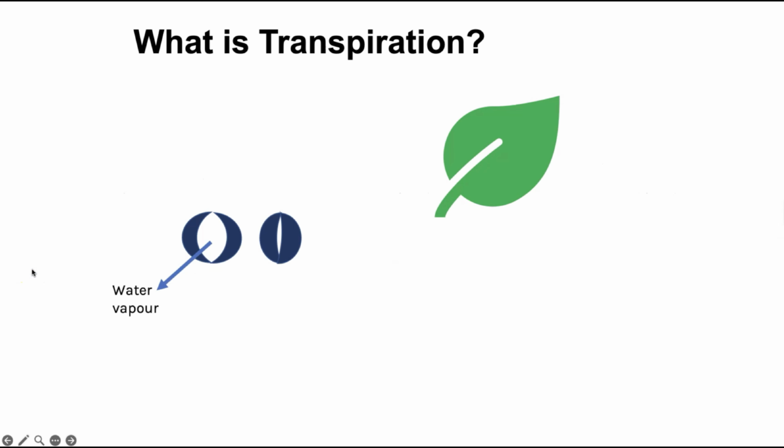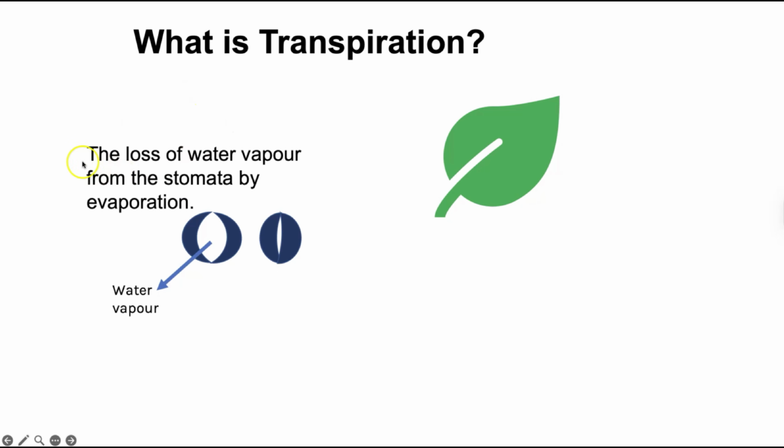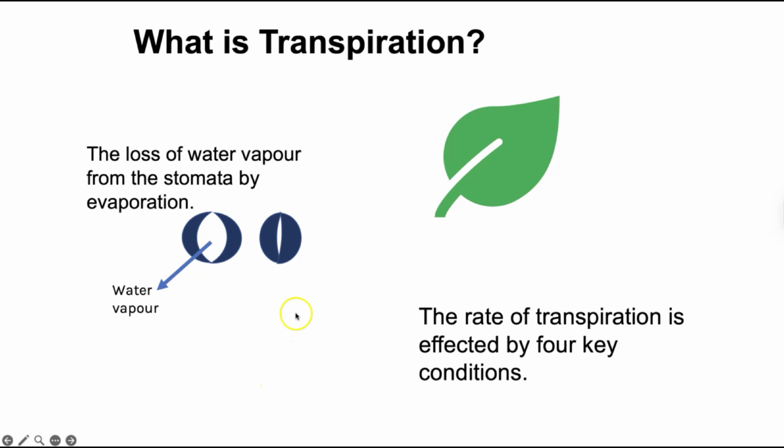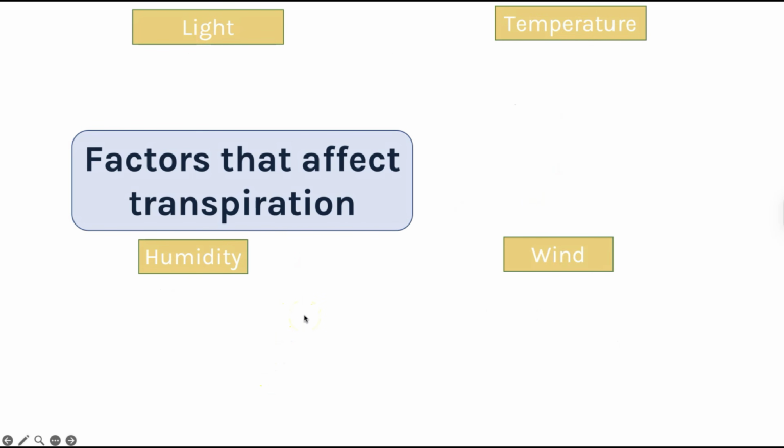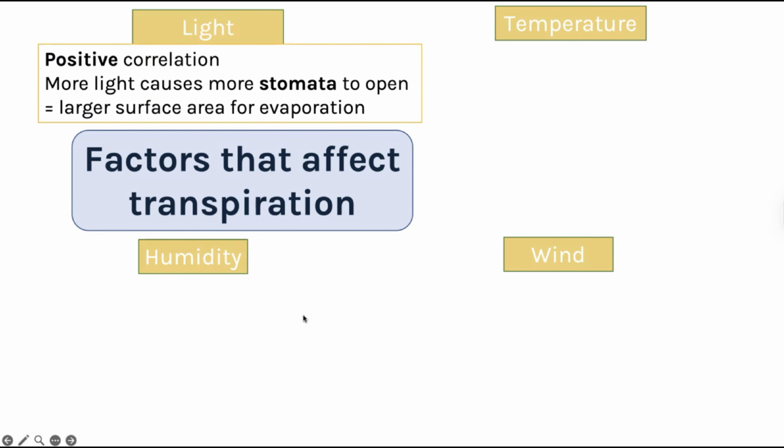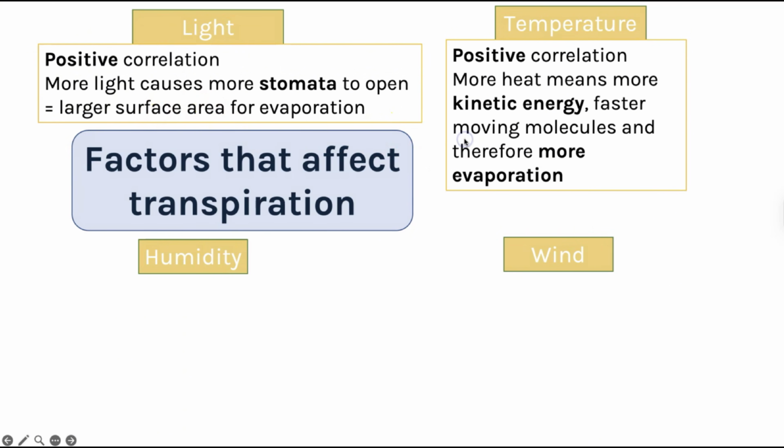The final part is mass transport in plants. So we're going to look at transpiration first, the mass transport of water. And transpiration is the loss of water from the stomata by evaporation. And there are 4 key factors that can affect the rate of transpiration. Light is one of them, because the brighter it is, the more the stomata open. So there's a larger surface area for that evaporation or transpiration of water.